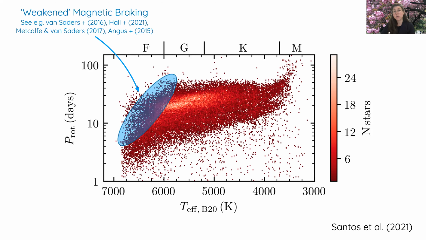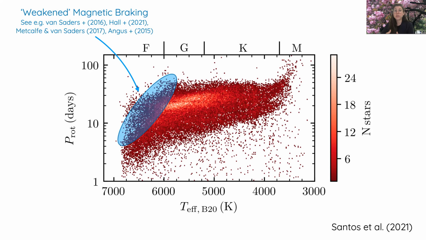One area is this. So this is old, fairly hot, sort of sun-like stars, F and G stars, old ones that are rotating fairly slowly, perhaps sun-like stars. These stars we think are undergoing something called weakened magnetic braking. And this means that we think that their magnetic dynamos are shutting down when they're getting old. And so they're not braking magnetically anymore, or at least not very efficiently.